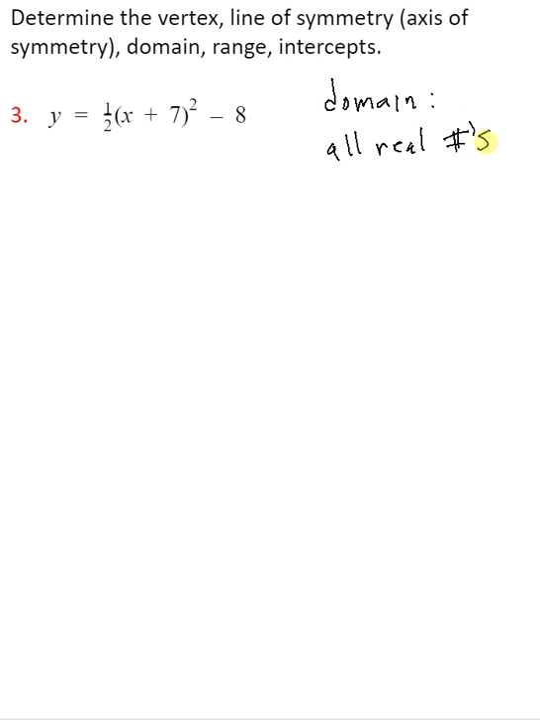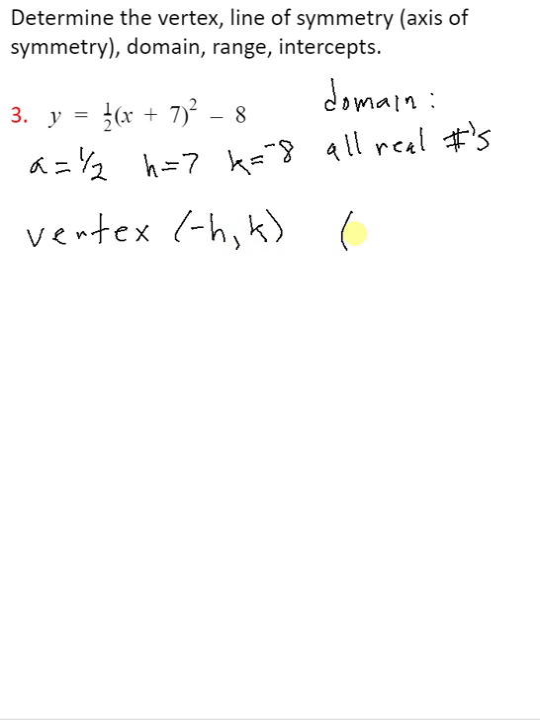So now I'm going to do the vertex, but before I do that, I'll identify my a, which is 1/2, my h, which is 7, and my k, which is -8. So my vertex is the opposite of h comma k. So in this case, it's going to be -7 comma -8.